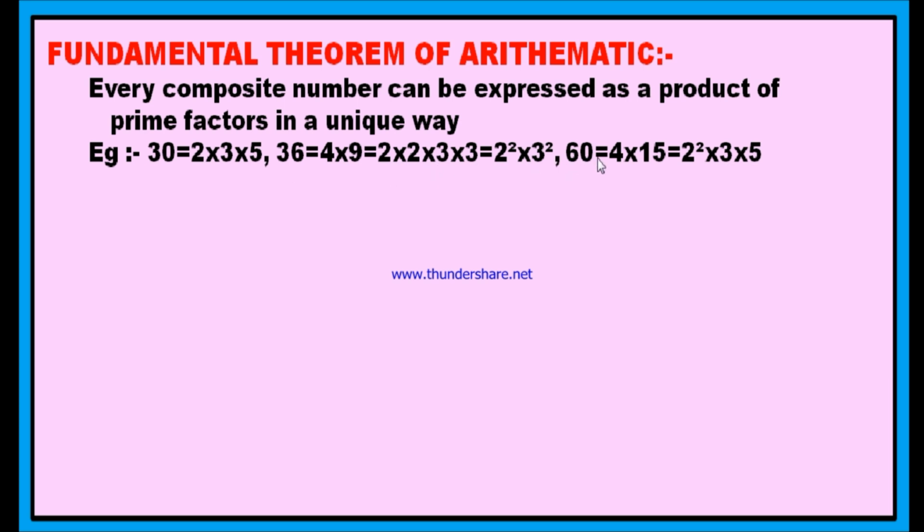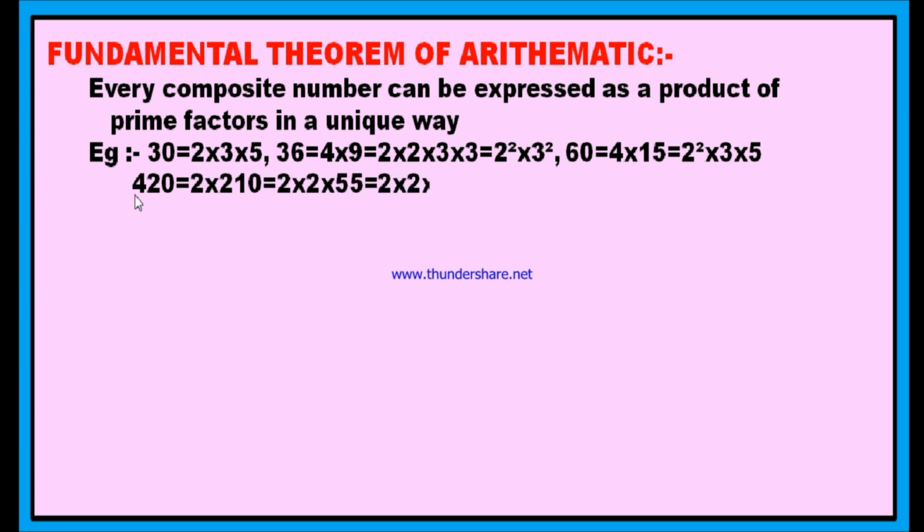Similarly, 60. 60 is nothing but 4 times 15. 4 is 2 square, and 15 is 3 into 5. Therefore, 60 can be written as 2 square into 3 into 5. This is the only one way in which 60 can be written as the product of prime numbers. This is called the fundamental theorem of arithmetic. Every composite number can be expressed as the product of prime factors in a unique way.